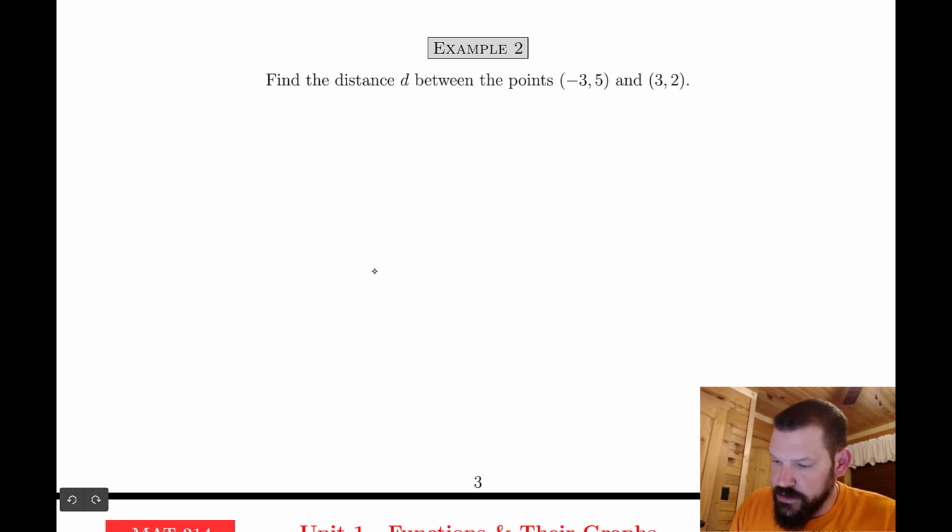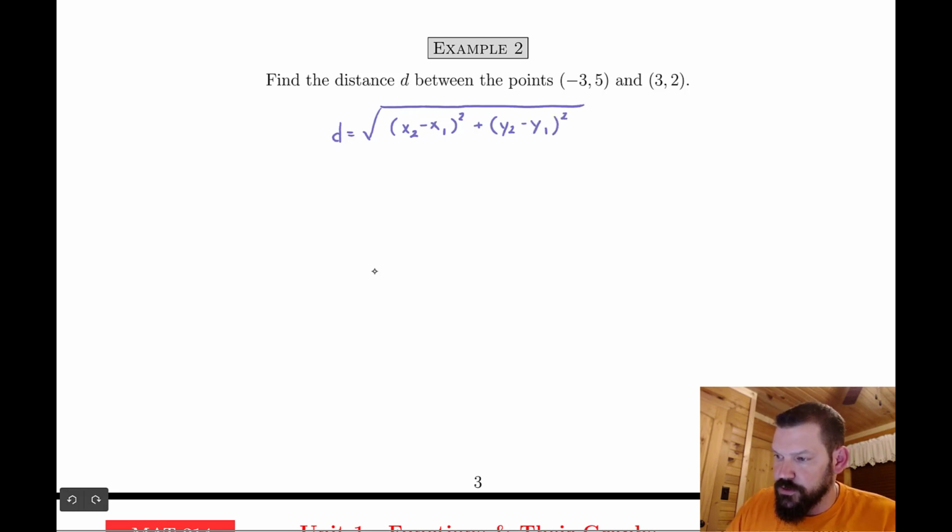So when we look at the distance formula, again, it's d is equal to the square root of the difference in the x values, quantity squared, plus the difference in the y values, quantity squared, and we just substitute in what we know. So we have 3 minus -3, plus 2 minus 5.